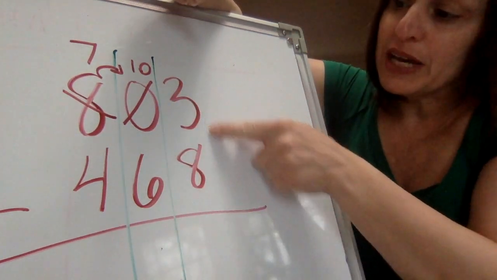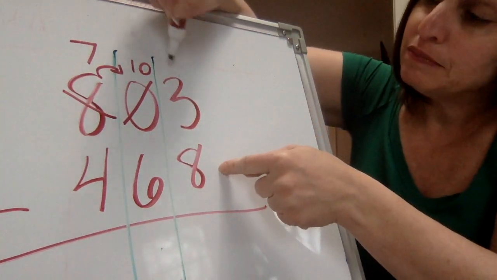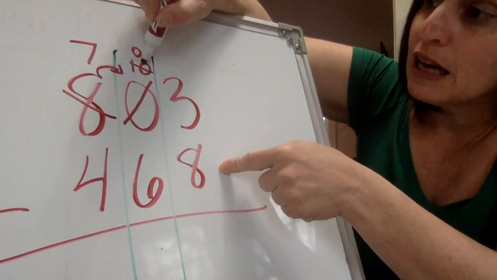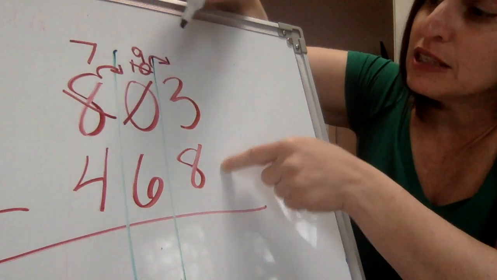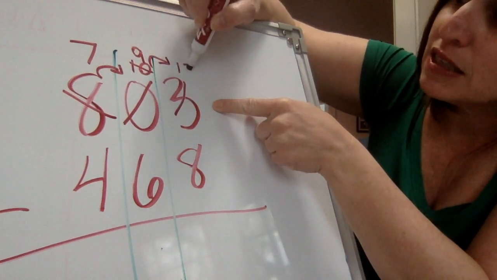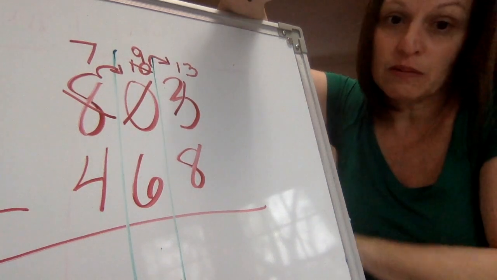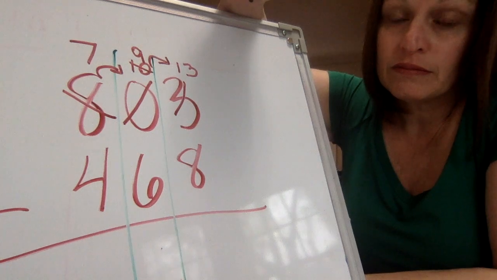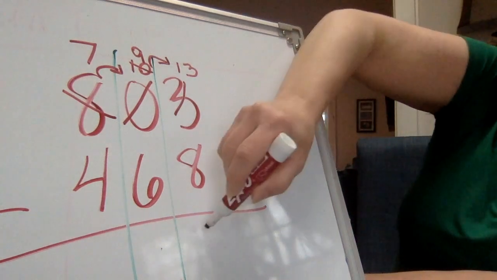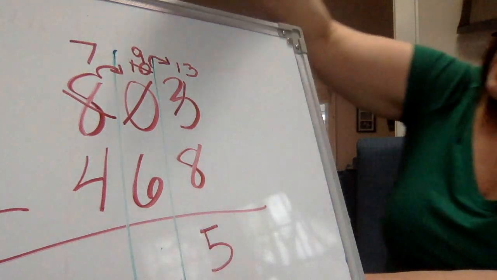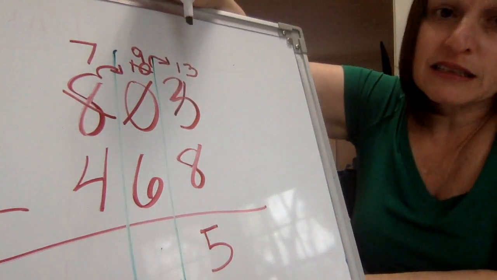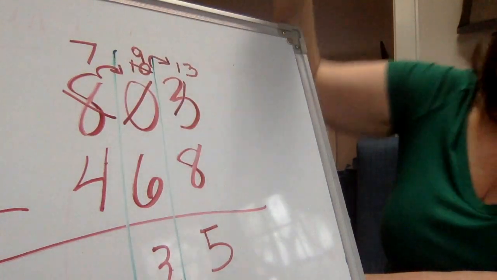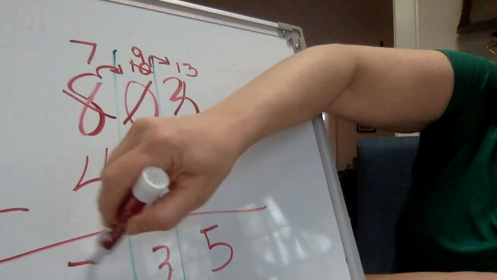I still can't start because I still can't do 8 minus 3. But now I can get something from the tens column. I'm going to cross off that 10. I'm going to make it a 9, and I'm going to bring one of those tens over. So 10 plus 3 is 13. Now I can subtract. So everyone solve 13 minus 8. Good, 5. And 9 minus 6, correct, 3. And then 7 minus 4 is 3.